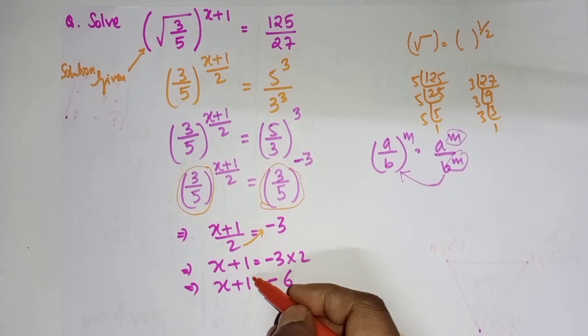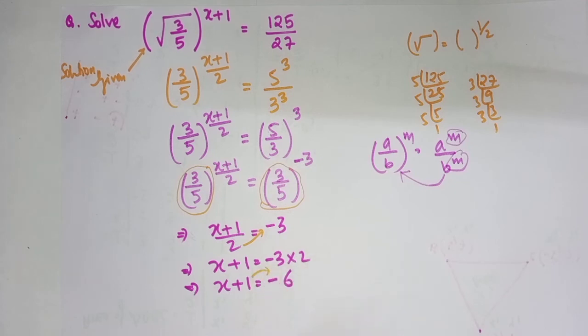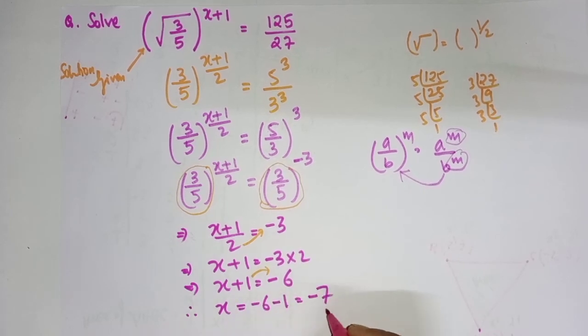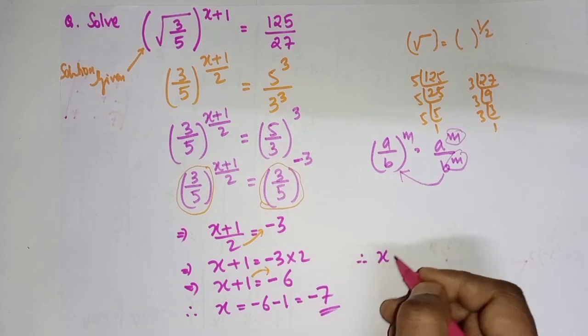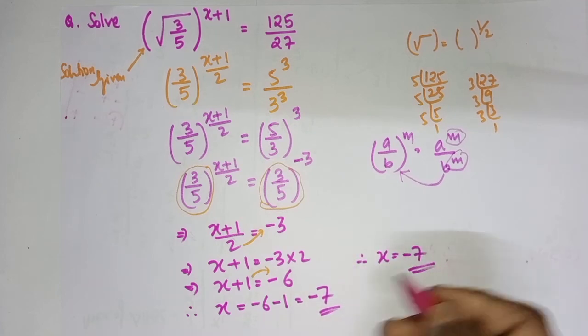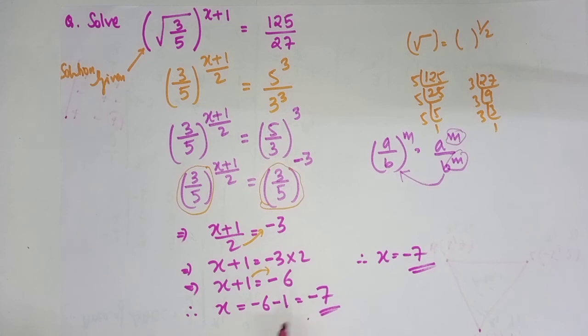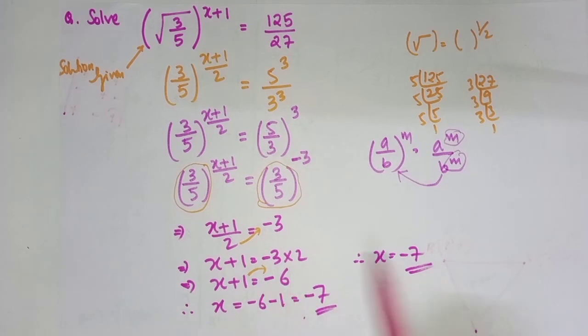Now this plus 1 I'll take to the other side. When the plus 1 goes to the other side, what will we get? It will be minus 1. So minus 6 minus 1, I get minus 7. So therefore x equals minus 7. Hope you got this. So this is one of the very important questions and it carries 3 marks.